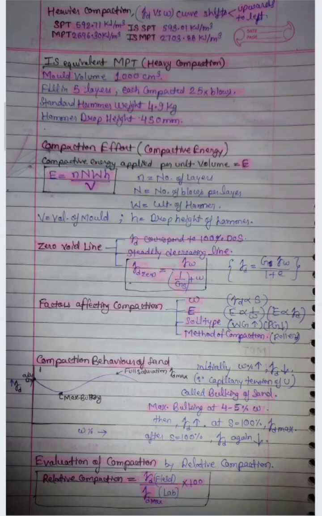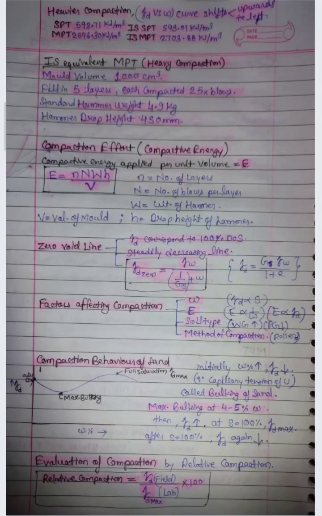Now zero void line. So zero void line is gamma D corresponding to 100% degree of saturation, which will give us the zero void line, a steadily decreasing line, and gamma D0 is equal to gamma W divided by (1 upon Gs plus w), where w is water content. By using this relation you will get this formula.